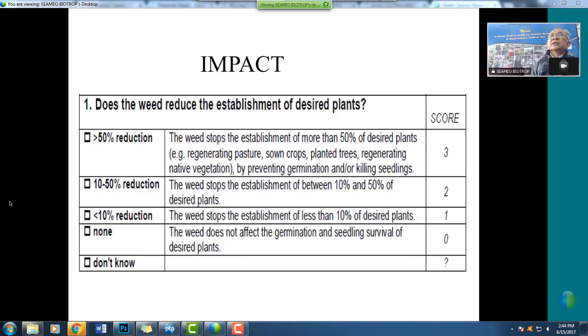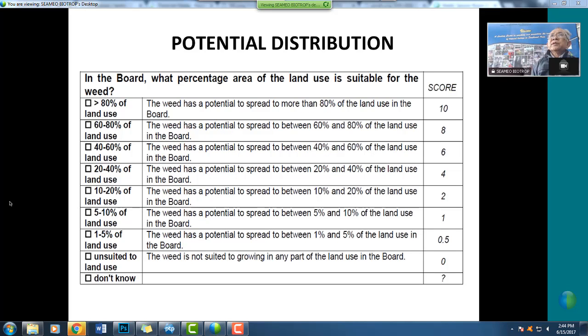Next slide, please. And potential distribution. So the distribution is given like that. If more than 80% of the land is being invaded by the plant, the plant is very invasive, and then the score given is 10. Next slide.